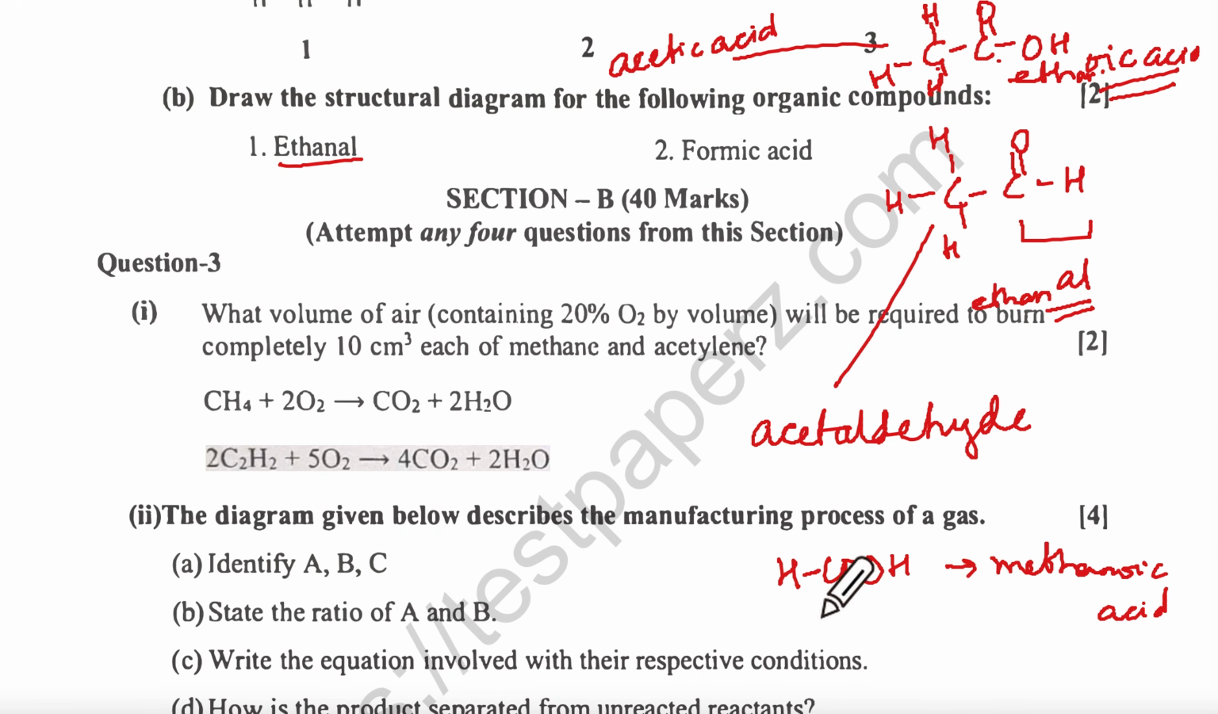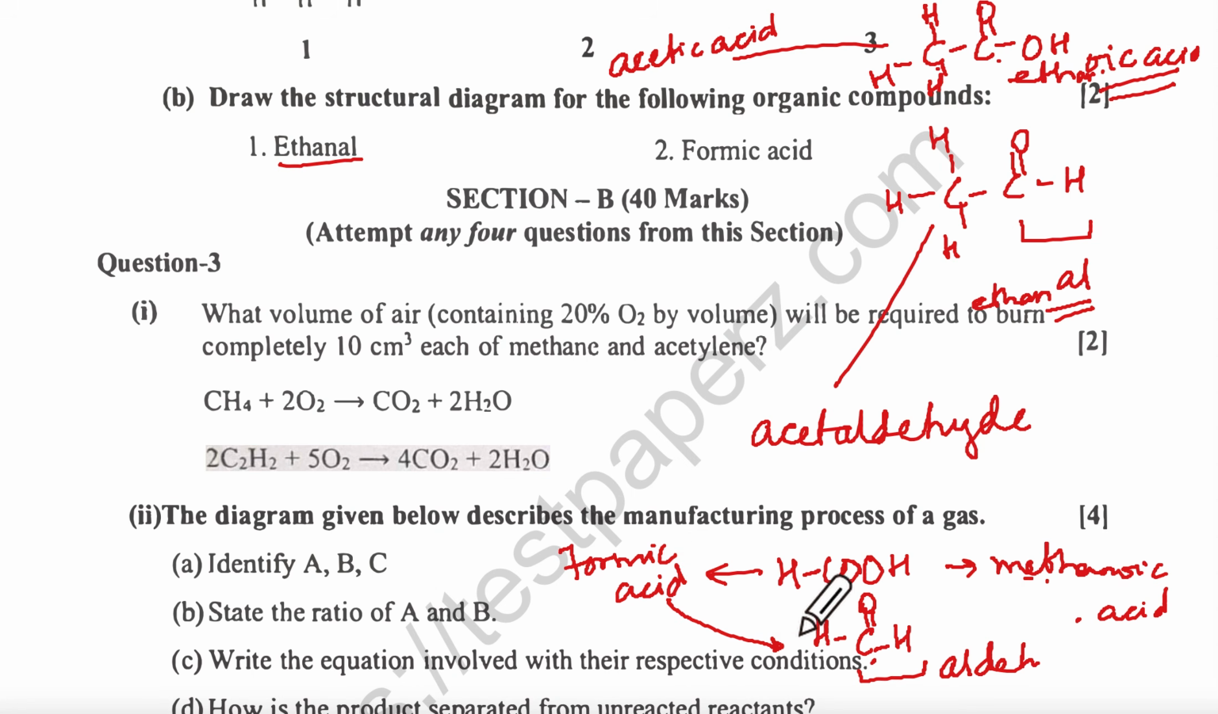Now when this becomes H-C double bond O, single bond H, it has become an aldehyde, correct? So this will be methanal. The common name for this is formaldehyde. So from formic acid we will get which one? Formic acid will be obtained from formaldehyde.